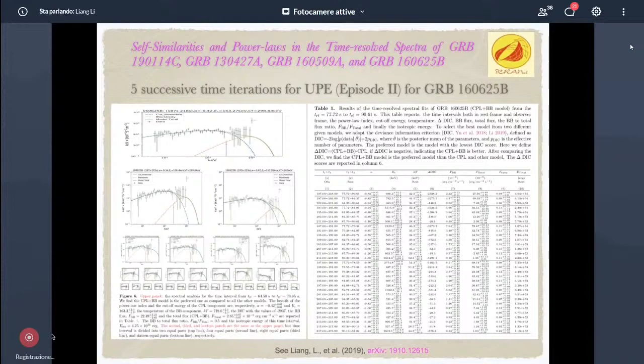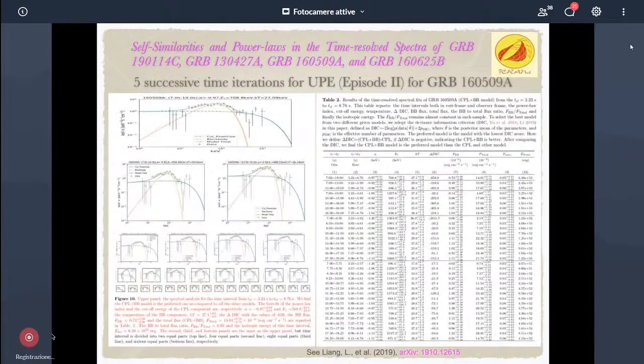We also identify the UPE phase in the other sources. This is the same data analysis as for GRB 190114C, but applied to another source, GRB 160625B. In the UPE region, we found a clear black body component in the spectral analysis. The table summarizes the results of the time-resolved spectral analysis. This is the summary result also for the other sources.